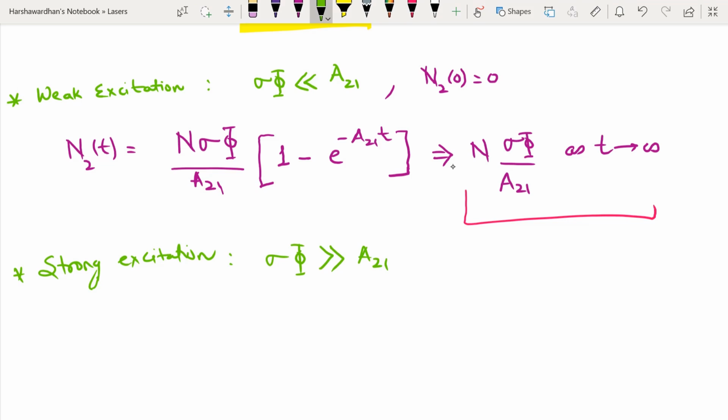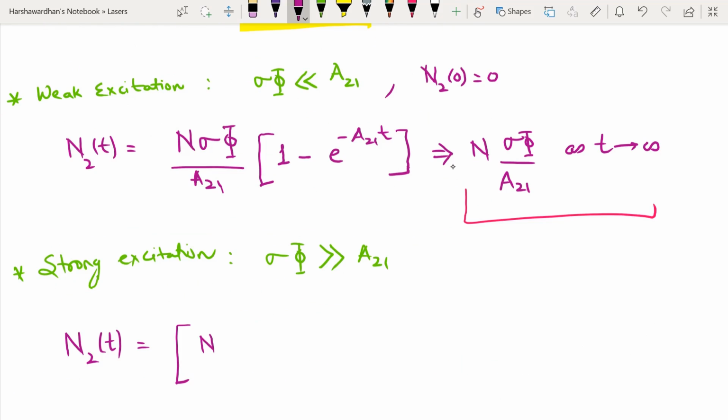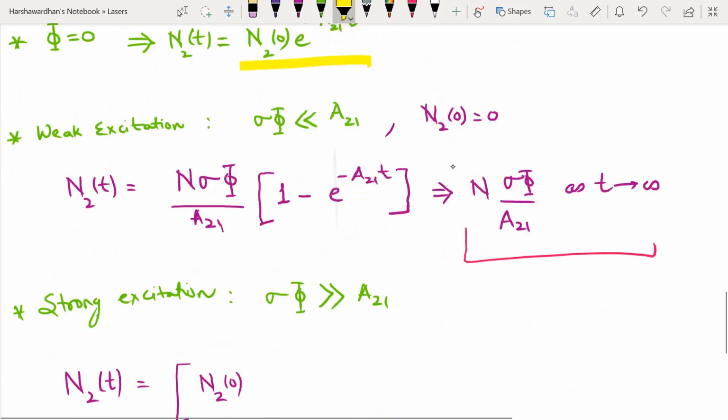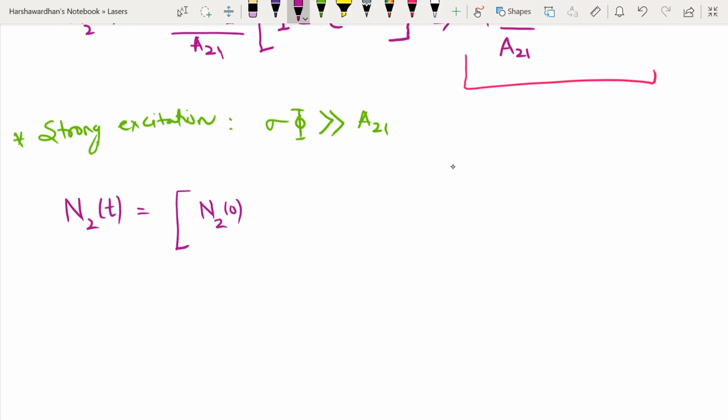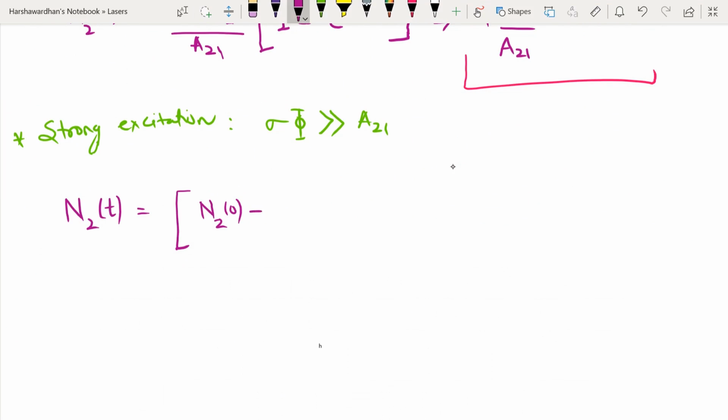Now if I look at my N2(t), I see this amazing behavior. I'll keep it as whatever is the initial preparation. After all, I'm coming with a strong field. And if you look at this ratio now, this ratio clearly is such that I can ignore the A21 in the denominator. That would mean the sigma phi gets cancelled and I get basically n by 2, right? So I can write down this as n20 minus n by 2.